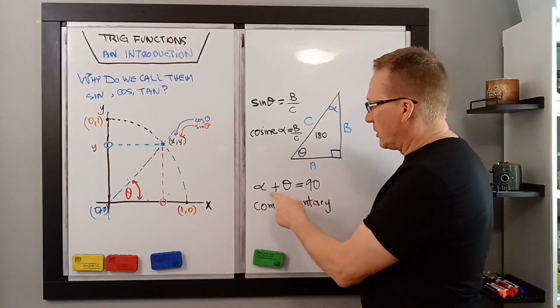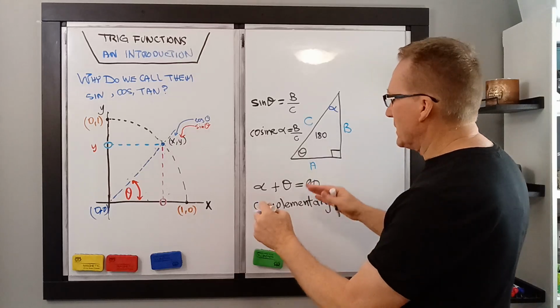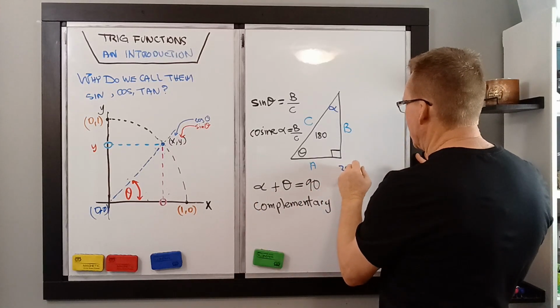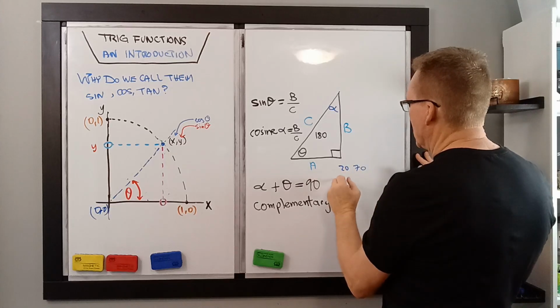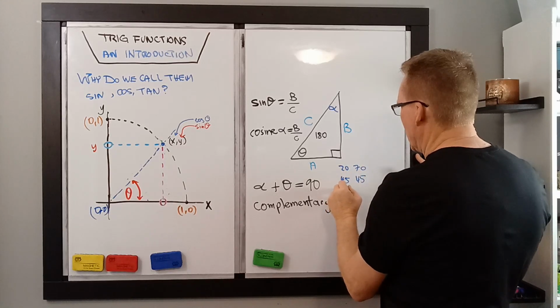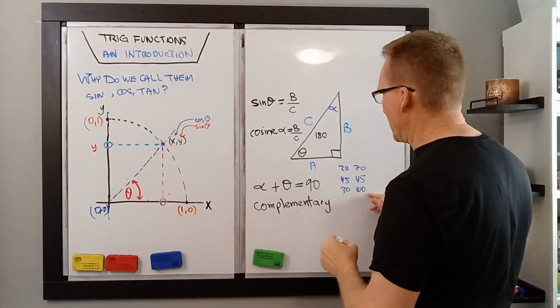These angles were complementary to each other. That is, they added up to 90 degrees. So any two angles that add up to 90 degrees are considered complementary angles, like 20 and 70. Those are complementary angles. 45 and 45 would be complementary angles, and 30 and 60. Of course, you have many other examples. These are all considered complementary angles.